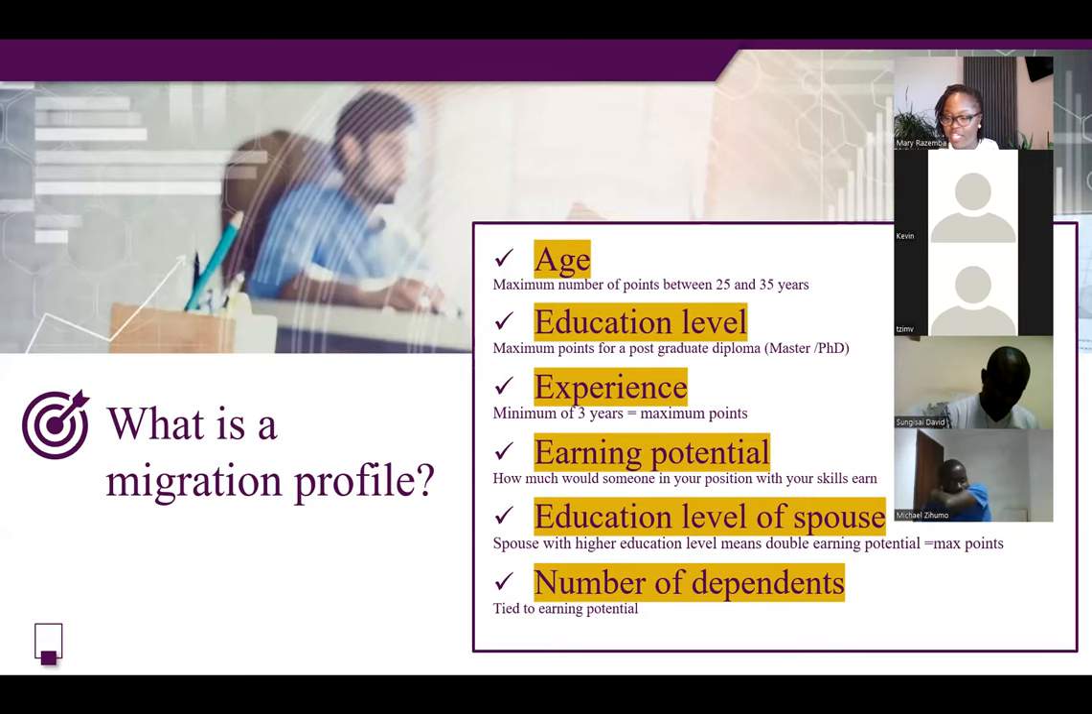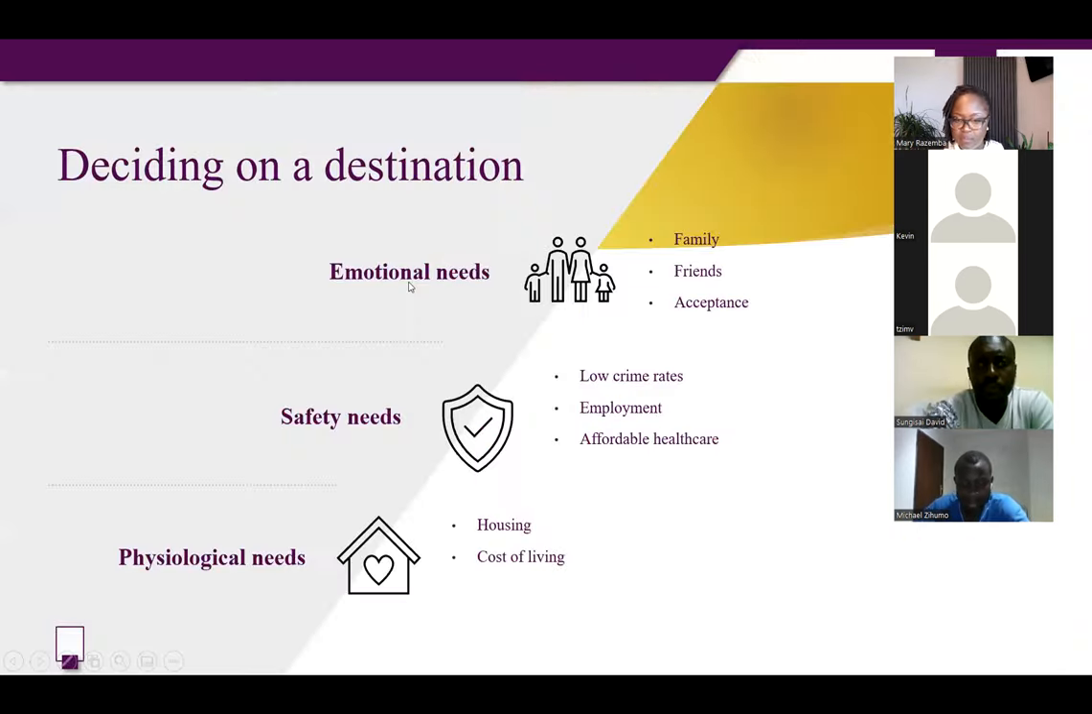Your spouse's level of education, while this is not a hindrance factor, at the end of the day, it's a plus. So if your spouse has also a higher national diploma in a critical skill or a shortage skill, up to master's, this will only serve to support your visa application. And the number of dependents that you have. Logically, this works hand in hand with your earning potential. The more children that you have, the lower the amount that is available per dependent from your income. I hope this is clear.